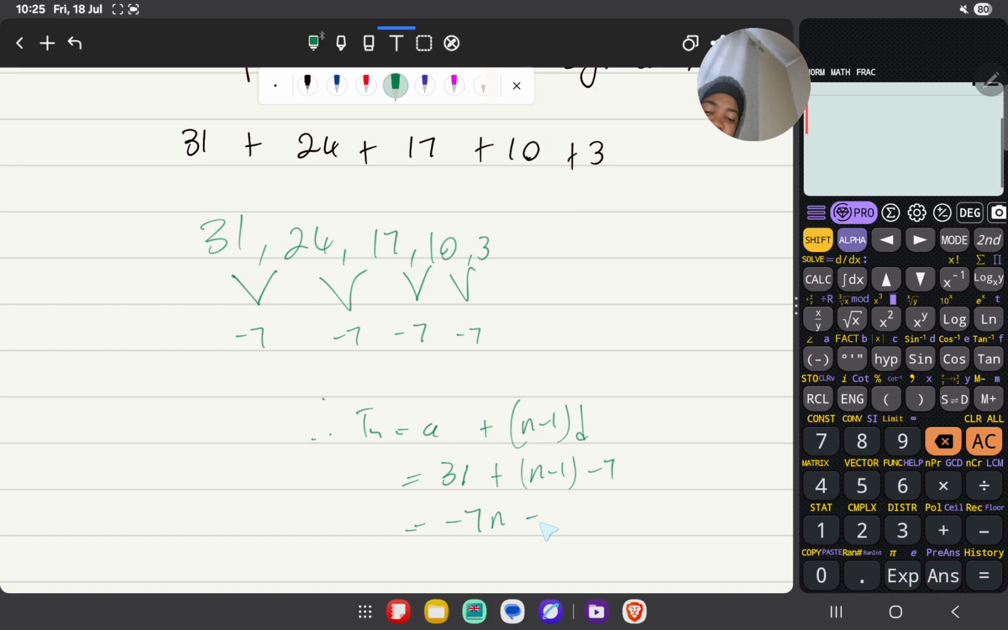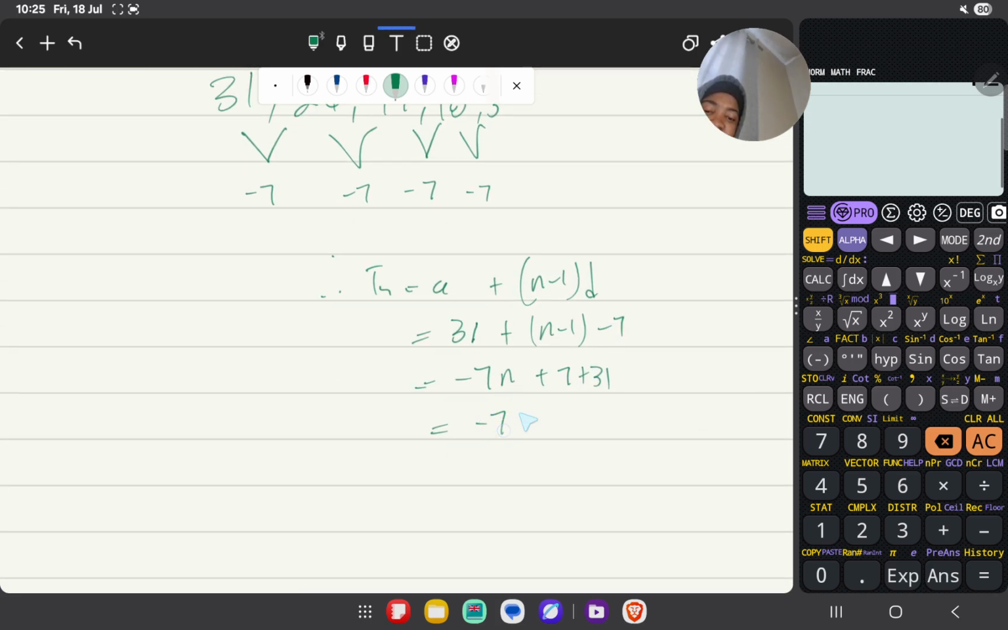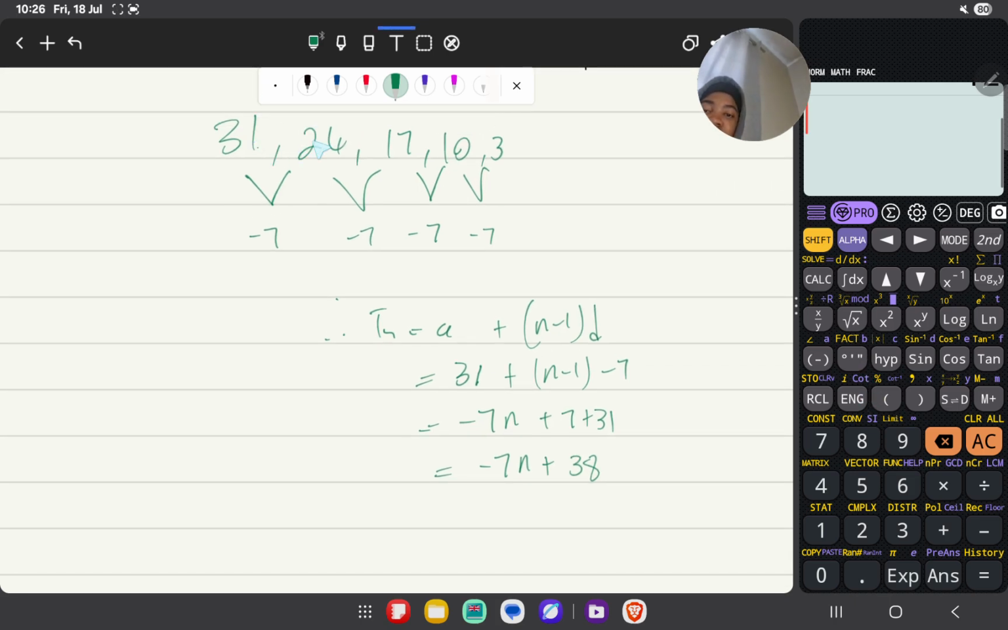Therefore I have minus 7n, and this is going to now be plus 7 plus 31, right? So I have minus 7n plus 38. Let me just test it for term number 4. If it works, we use it. Minus 7 times 4 plus 38, it's 10, so it works.